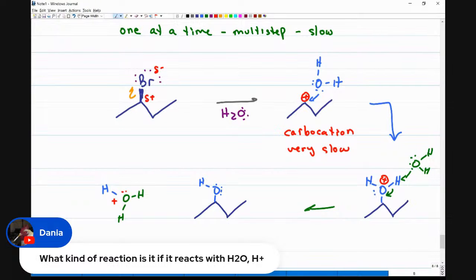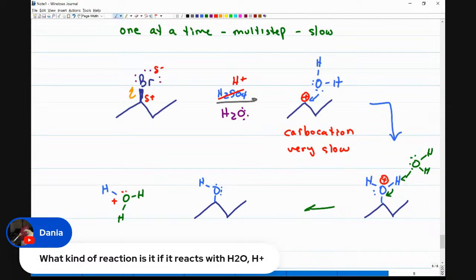What kind of reaction is it if it reacts with H2O and H+? Sometimes you'll be given the reaction like this, and sometimes you'll be given H2SO4 as your catalyst. H2SO4 is not an attacker, it's an acid catalyst. And because it's such a strong acid, it immediately dissociates to give you an H+ in solution.